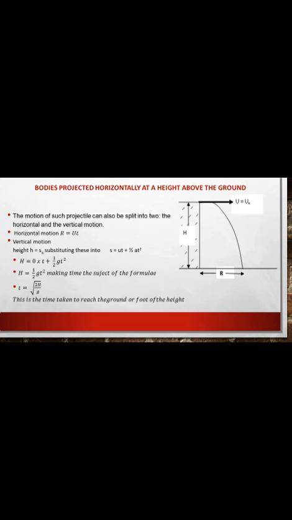Now, this time is the time taken to reach the ground, or the foot of the particular height that is being referred to. And it is quite different from the other times that I've referred to: the time to get to the maximum height and the time of flight. This one is a little bit different from them. This one is for the time a body takes to land on the projection plane when it is released from a certain height.